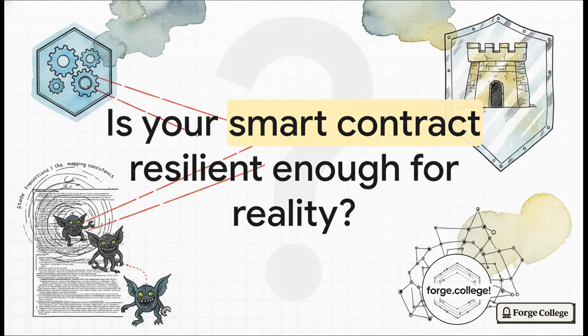So I'll leave you with this question. Is your smart contract really resilient enough for the real world? Have you tested the state transitions? Checked the mapping consistency and hunted down all those gremlins?